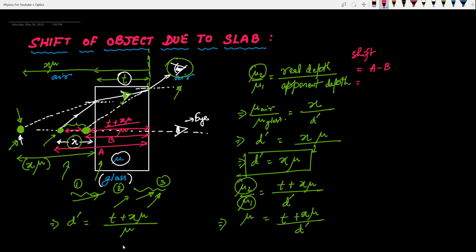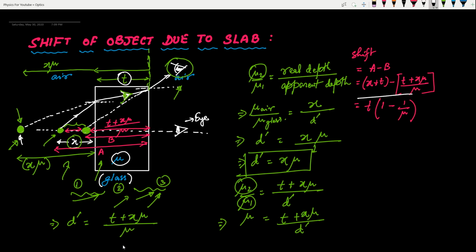Now we know what a is. A is x plus t. And b we have already found, t plus x mu divided by mu. Now if you solve this, it is very easy, we get t into 1 minus 1 by mu. So this is the shift of the object due to the slab.